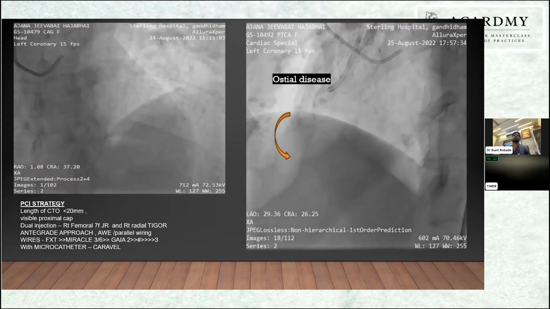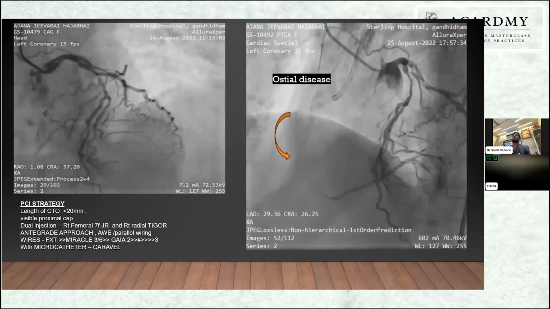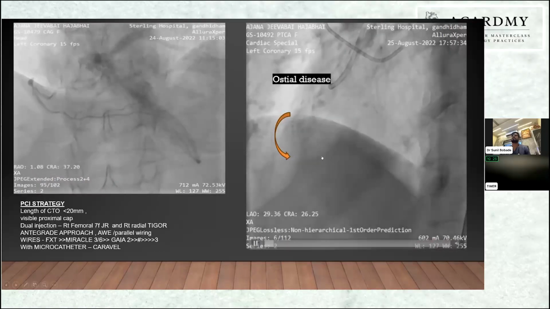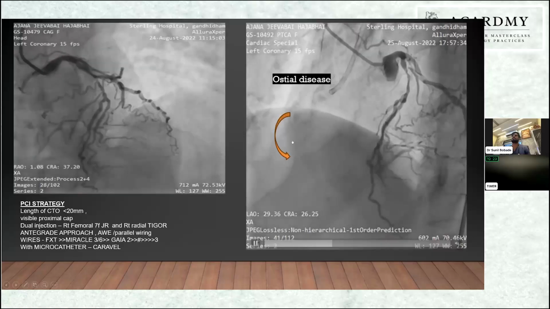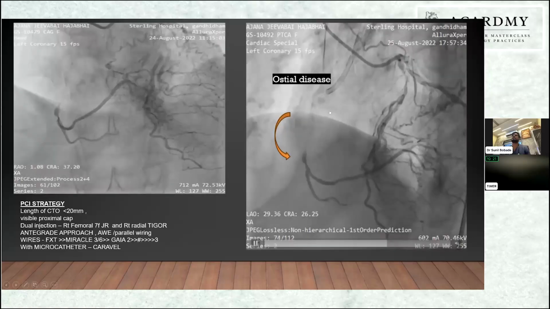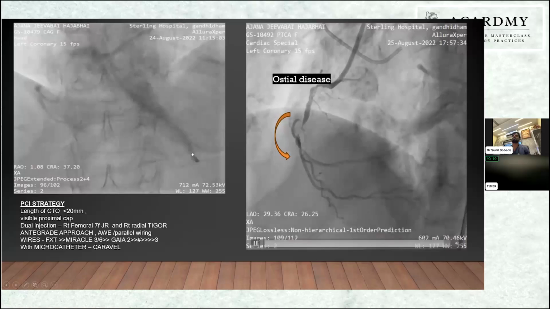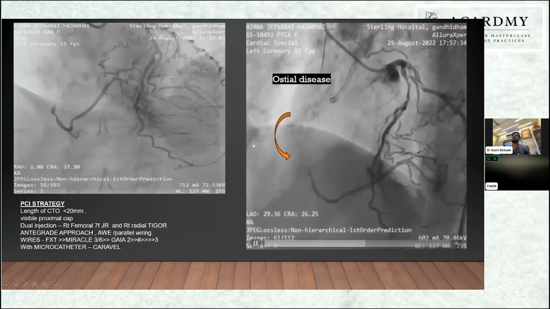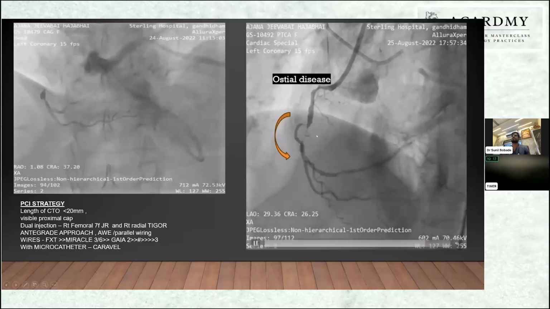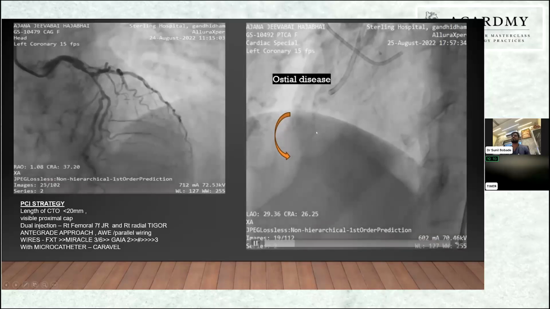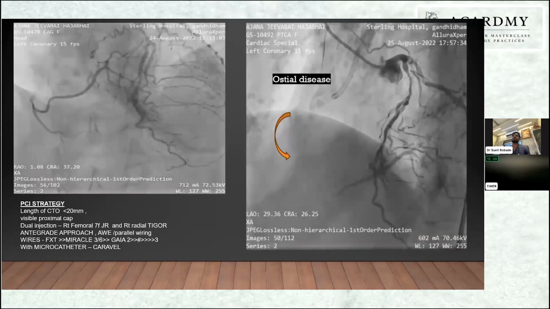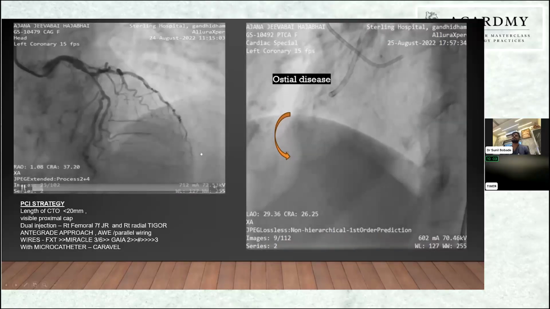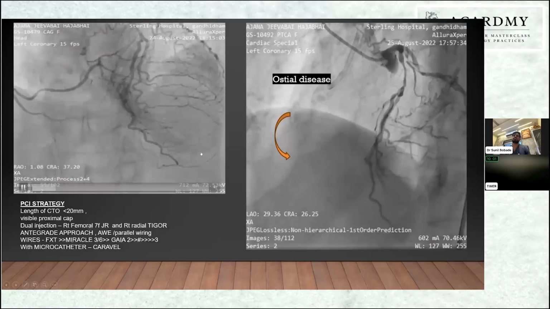So this was the angio. You can see grade 3 collaterals feeding the RCA. It was a short stump of the mid RCA CTO with an RCA ostial lesion also there. So considering the short CTO length less than 20 mm, visible proximal cap, you can see there is a tapered cap at the proximal, and the distal vessel is also good, we decided to go antegrade approach.